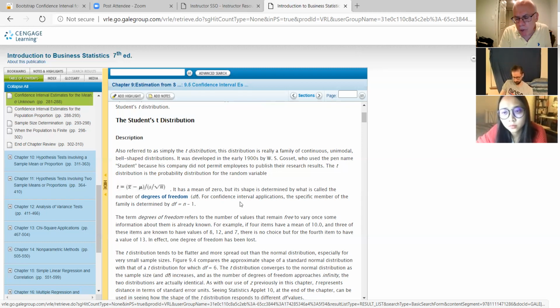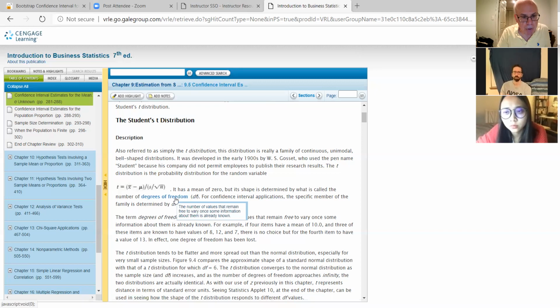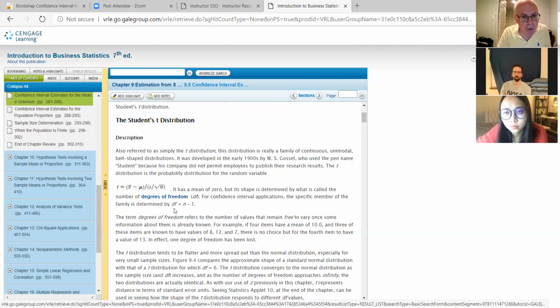With the normal, we say I need the mean and I need the standard deviation, those two things determine the normal that we have. What determines the t? Because we're being told that there's a family of t's, which means there are many of them. So what determines which t you have? It's the sample size. Specifically, what we use for the parameter is called degrees of freedom. We call it df for degrees of freedom, and in this particular case it's equal to the sample size minus 1.